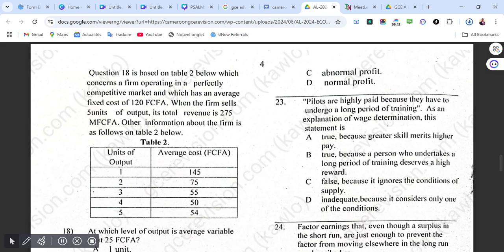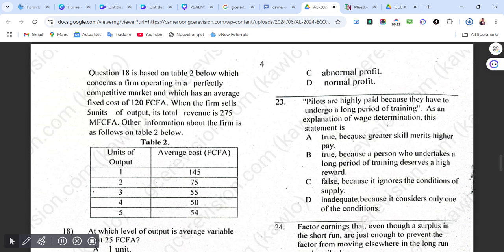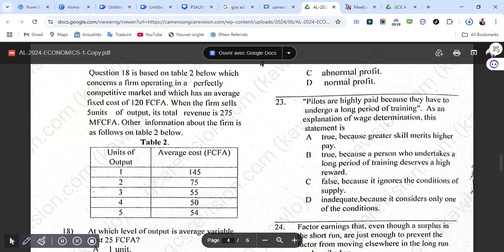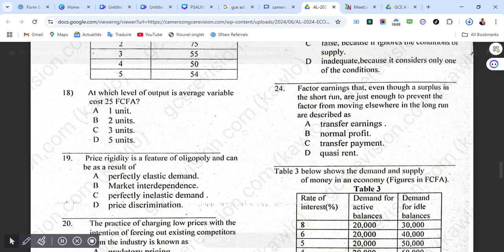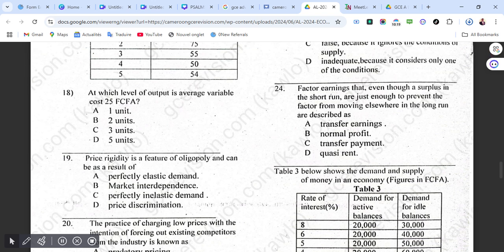23. Pilots are highly paid because they have to undergo a long period of training. As an explanation of wage determination, this statement is B, true, because a person who undertakes a long period of training deserves a high reward. 24. Factor earnings that even though supplies in the short run are just enough to prevent the factor from moving elsewhere in the long run are described as A, transfer earnings. So this is the correct answer.